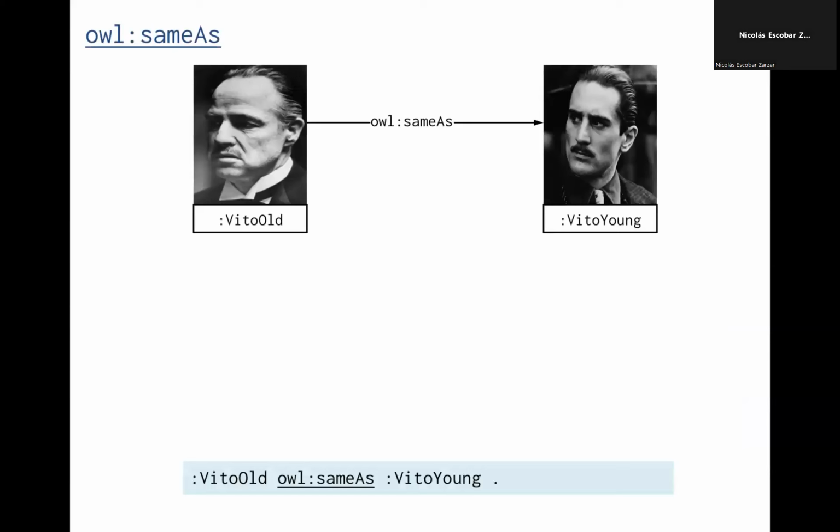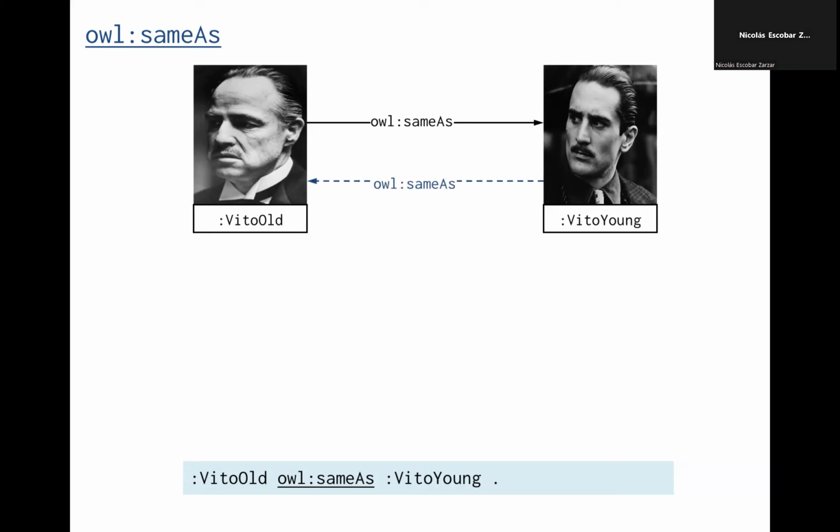The first feature we have is for equality and inequality of individuals. So we spoke about how we have no unique name assumption. We never assume things to be necessarily different. So in fact, we have this owl:sameAs, which allows us to say that two identifiers refer to the same entity. Yeah, so here in this case, we're saying Vito old is the same as Vito young. Now, one could argue that we might not want to actually claim this, but if we do claim it, what are we going to be saying?